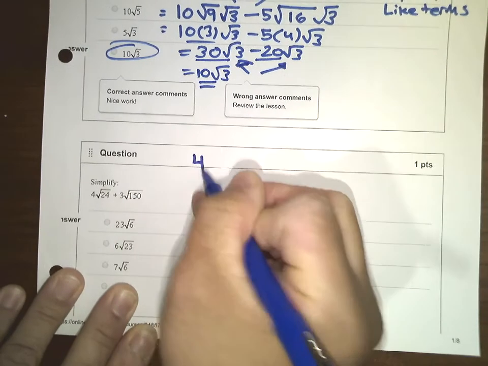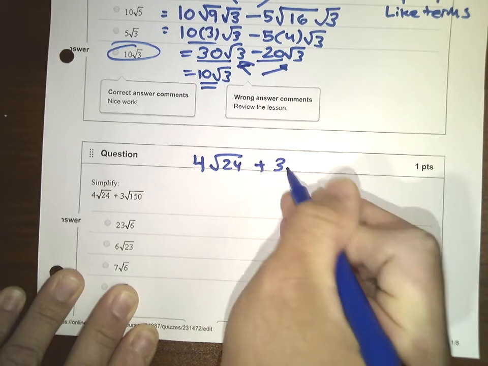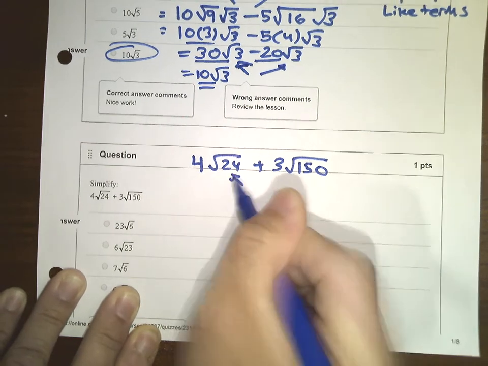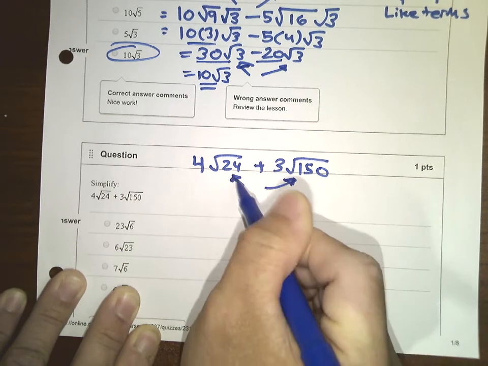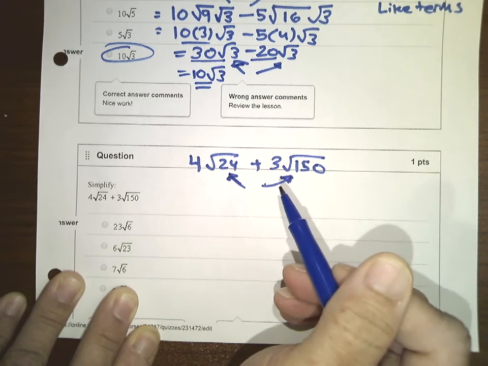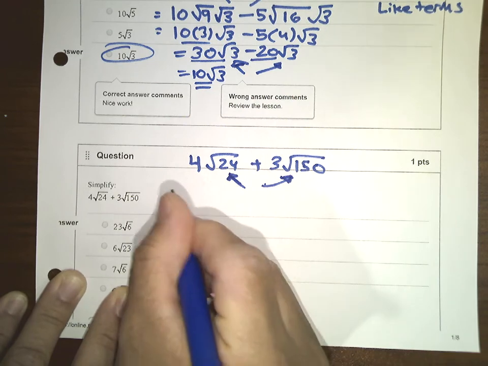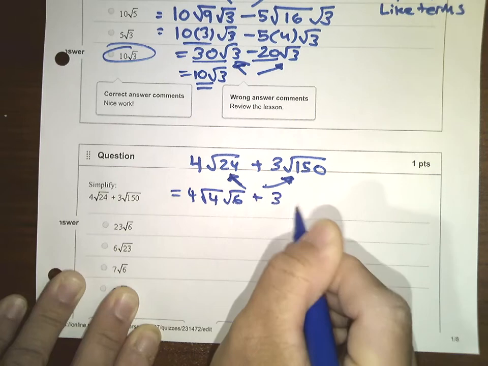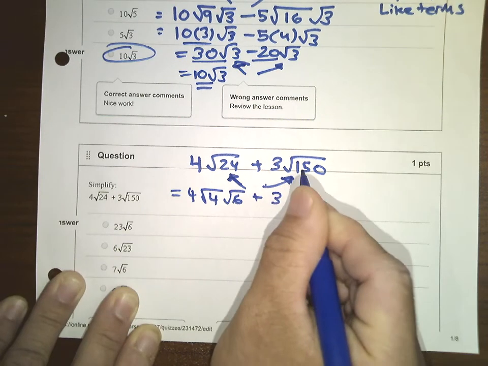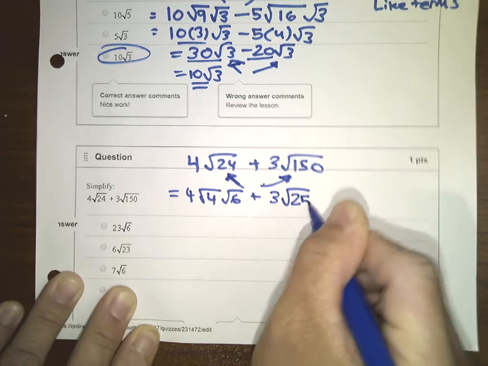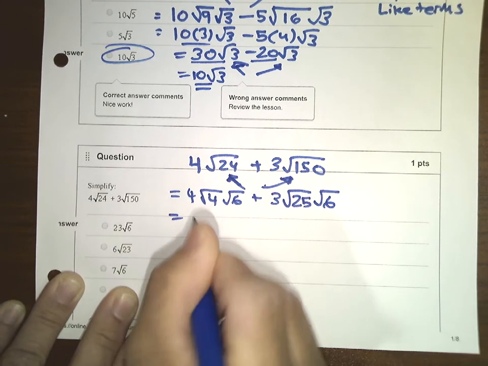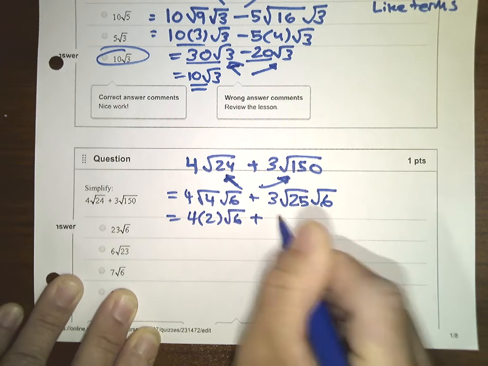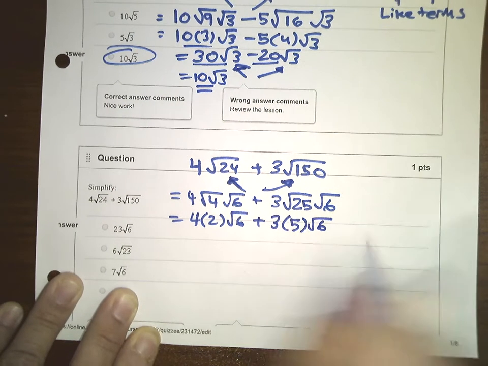So we have 4 square root of 24 plus 3 square root of 150. So now I see that these are not like radicals, so I need to see if I can simplify these in order to be able to add these together. And I see that 24 is 4 times 6, and the 150 is 25 times 6. So the square root of 4 is 2, so I have 4 times 2 times square root of 6. And the square root of 25 is 5, so I have 3 times 5 times square root of 6.